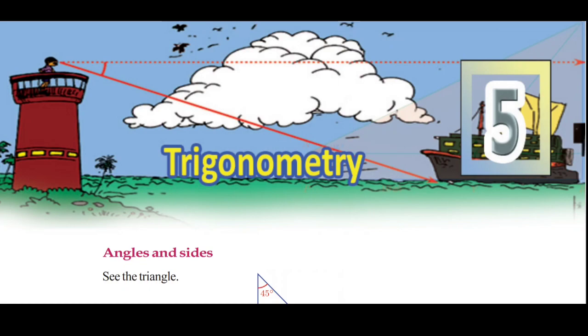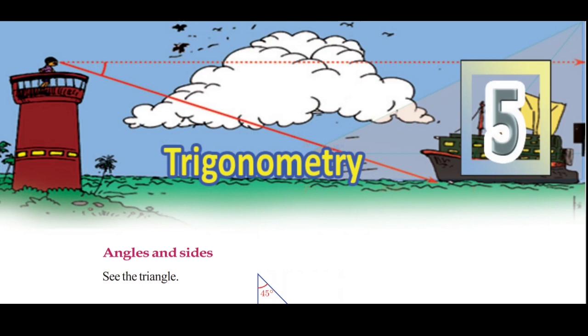Today we are going to start our new lesson, trigonometry. Trigonometry is two words: trigon means triangle and metry means measures. That means trigonometry is the measure of a triangle. What type of triangles are in trigonometry? We are discussing the measures of some right triangles.